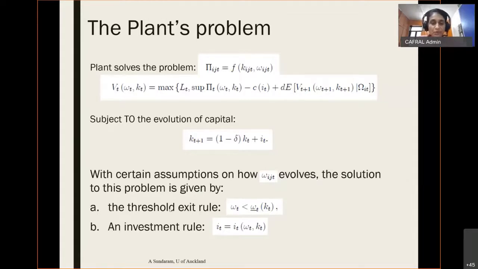Okay. So suppose we assume that investment is a function of productivity and capital. So I already told you the story, right? The firm will invest depending on what productivity it observes, which determines what it expects in the next period, and the capital stock that it has in this period.